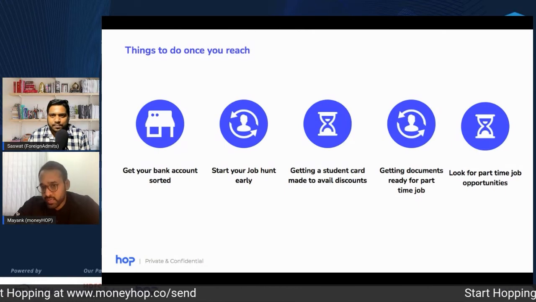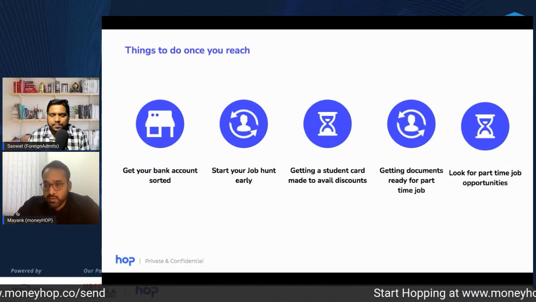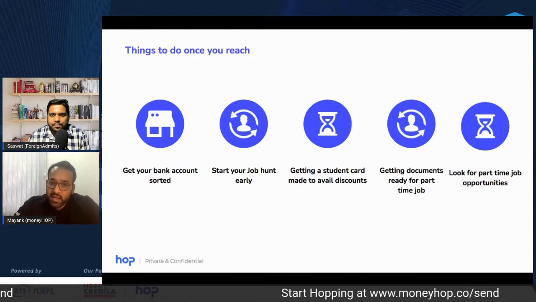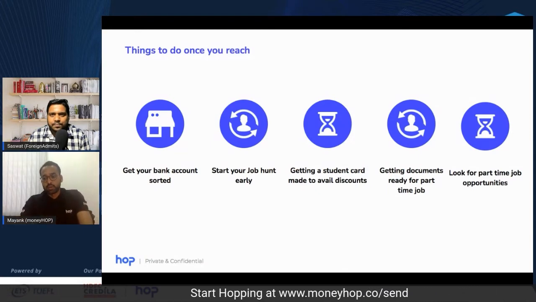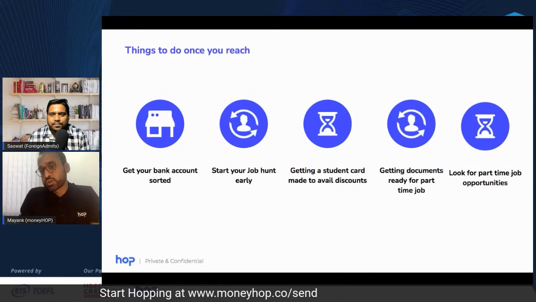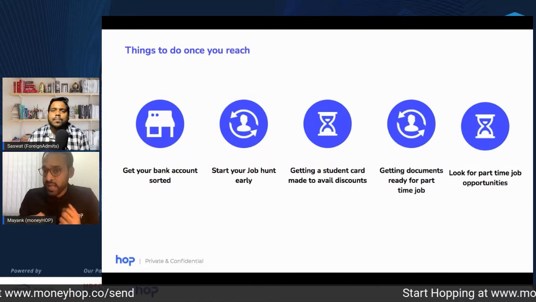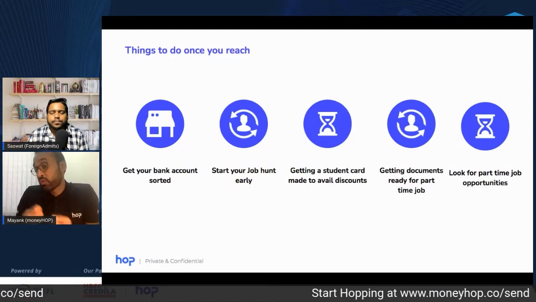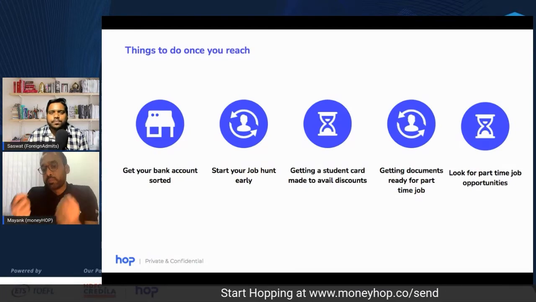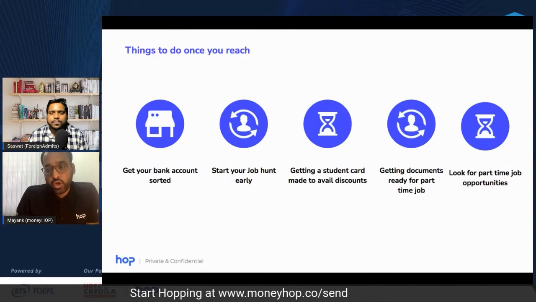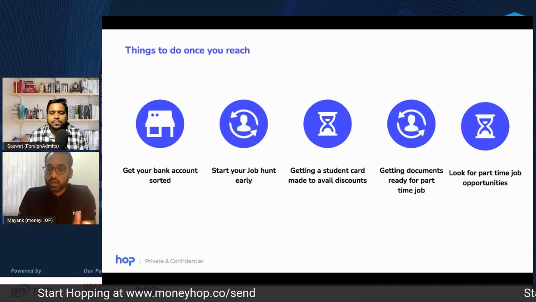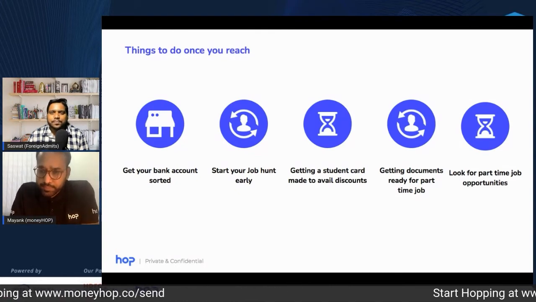Getting your documentation ready is very important. We have a PAN card in India, we have a national insurance number in the UK, you have a social security number in the US, and you need to get all of these elements in place ASAP, because even if you find a part-time job, nobody will be able to give you a part-time job if you don't have this documentation in place. So something important for you to look out for.